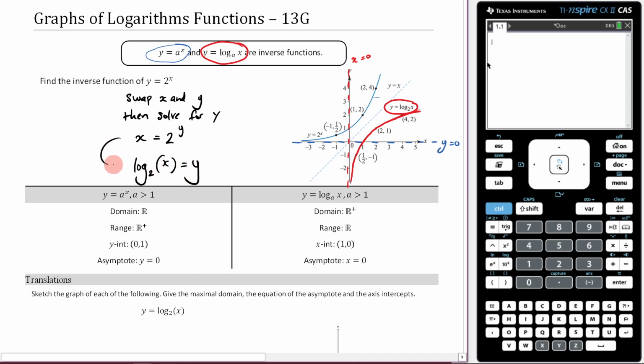So as you can see, one is the inverse of the other. And you can see that in action here. To be the inverse means you're reflected across y is equal to x. Hopefully that made sense.